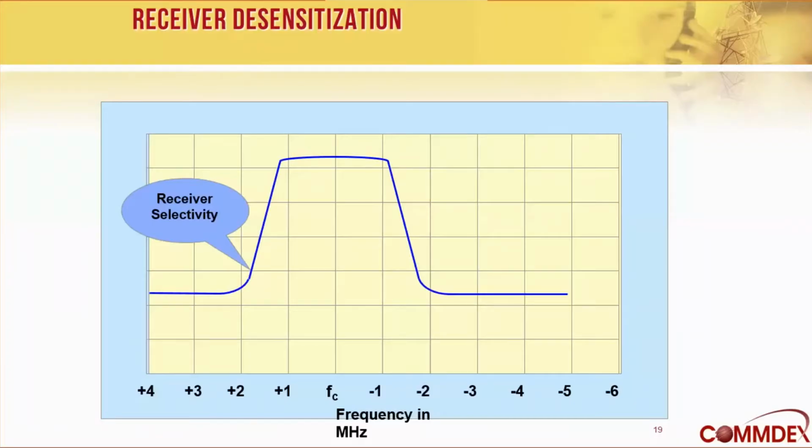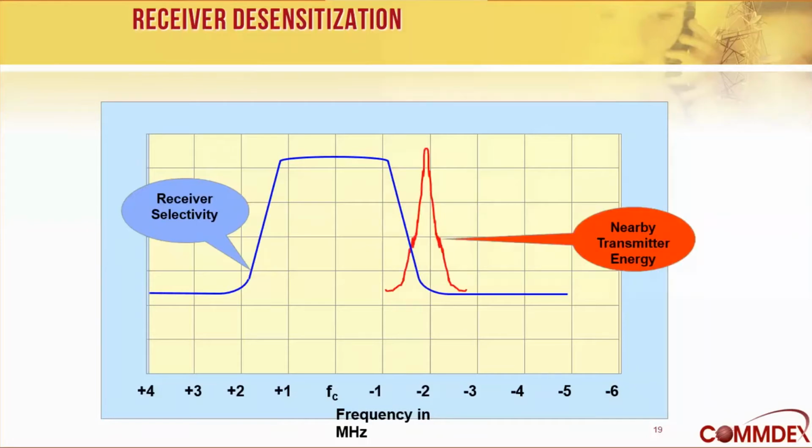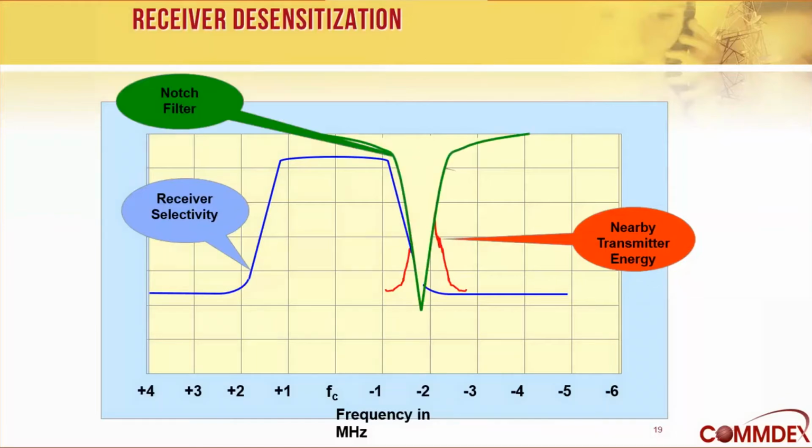Again, here's our blue line for our receiver curve. There's our selectivity curve. Here's our unwanted transmitter nearby. And when I say nearby, I mean nearby frequency, not necessarily nearby in space. We put a notch filter right on top of the transmitter frequency, and we were able to cut it down from interfering with our receive sensitivity.